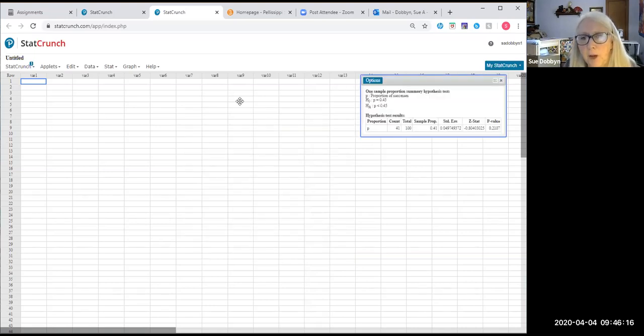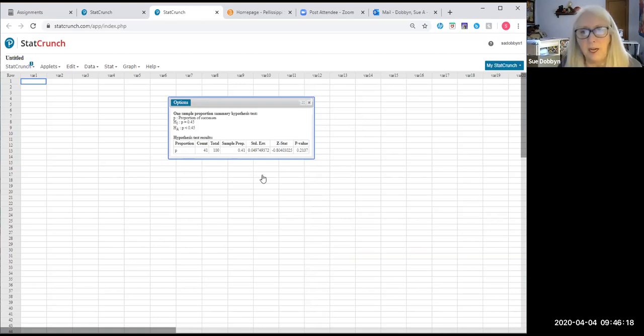The answer box comes up, and it tells you several things, but the two you want are these two on the far right-hand side. The first one is the size of the test statistic, that is negative 0.804. And then the p-value is 0.2107.